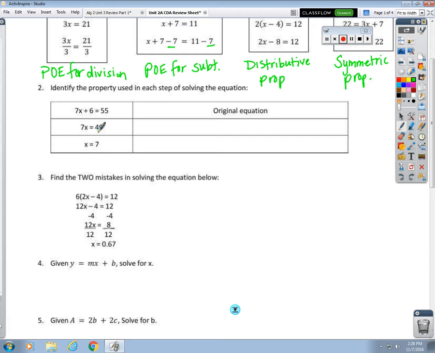From this line to this line, I notice that the 6 is no longer there, and all of a sudden the 55 is a 49. That's because they subtracted 6 on both sides, which is the property of equality for subtraction. Okay, and then from this line to this line, I noticed the 7 disappeared and the 49 became a 7 because they divided by 7, so they used the property of equality for division.